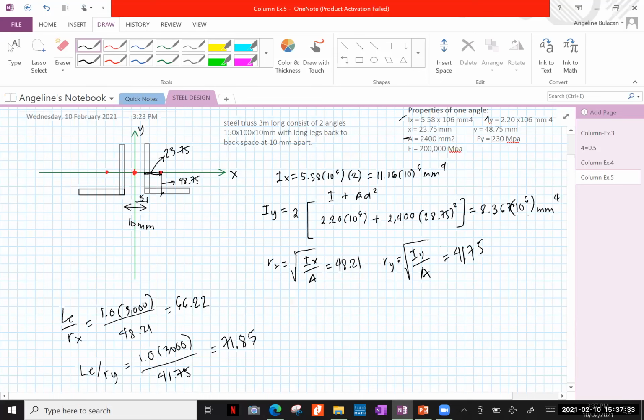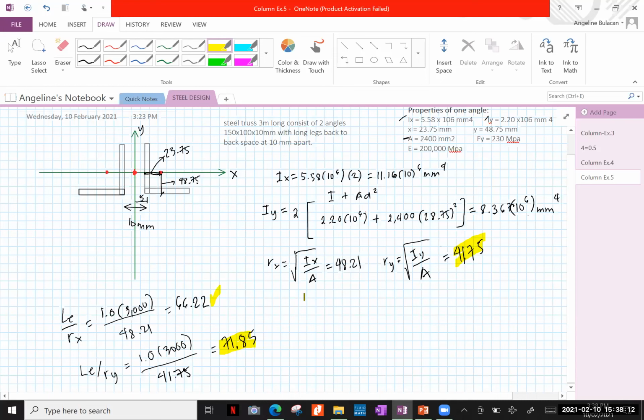So, yan. Now, compute for your Cc to analyze kung ano ba yung type of column. Ulitin ko, di ba? Ang gagamitin natin is the larger Le over r. Pero actually, kahit hindi nyo na ito kinumpute, no? Kasi same lang yung sa X and Y axis. If we use the least radius of gyration, 41.75, ayan, makukuha natin yung bigger value of Le over ry, which is 71.85. So, chinek lang natin. So, tama.